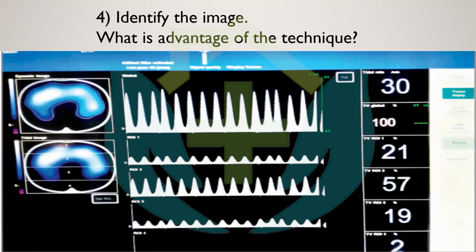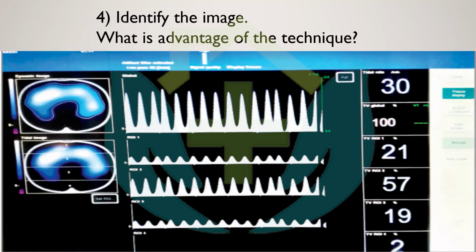Identify the image. What is the advantage of this technique? What is this going on? This is a high frequency ventilation. No. Identify the image and what is the advantage of this technique. Can you think of anything more? What is this? This is not high frequency ventilation. Sorry. I can skip for now.